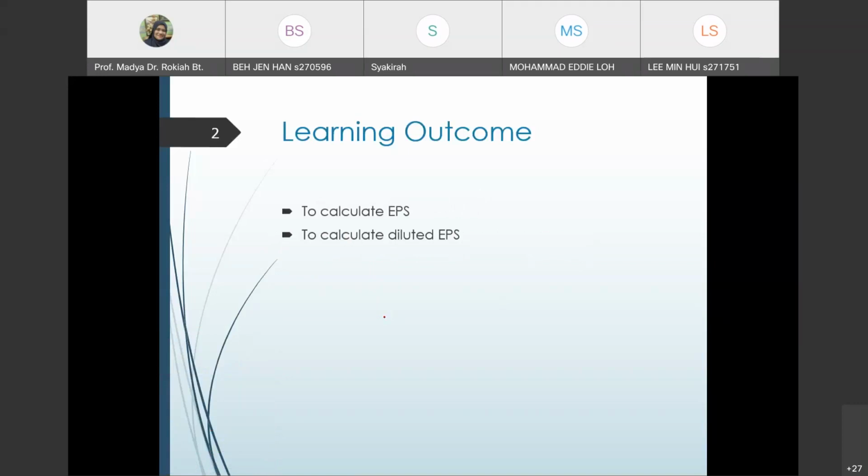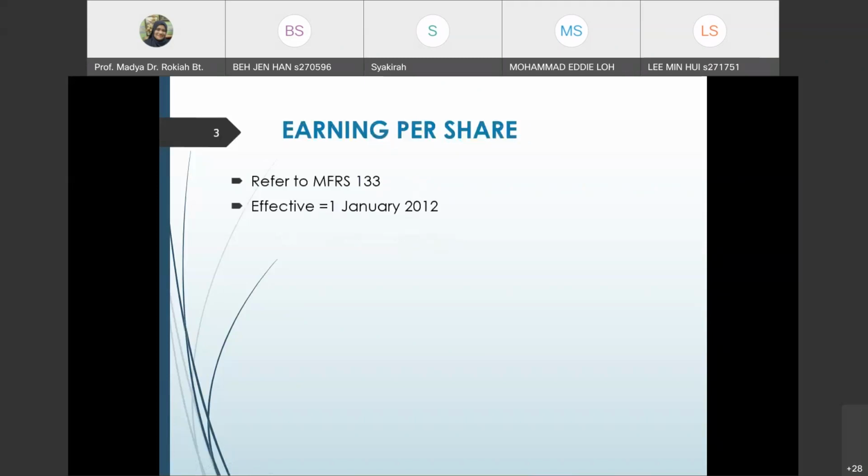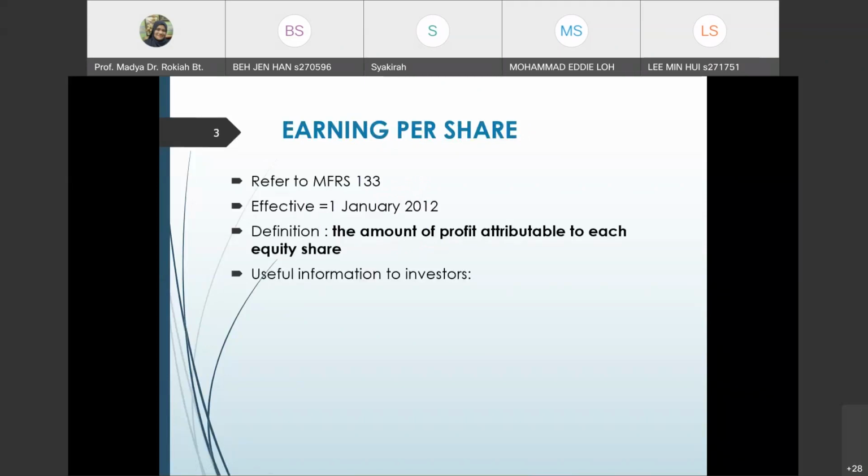The learning outcome of what we expect from this topic is that you know how to calculate the earning per share. Sometimes they call this the basic earning per share, and then the other one is the diluted earning per share. Later on we're going to look at the difference between basic and diluted earning per share. The standard that we refer to here is MFRS 133 Earnings Per Share, which became effective in the year 2012.